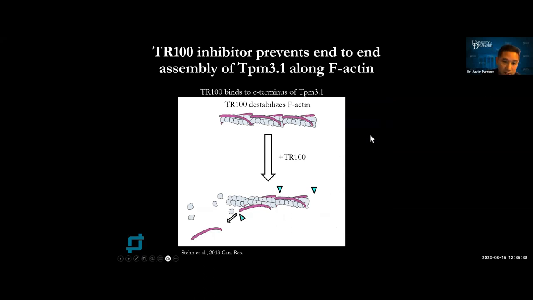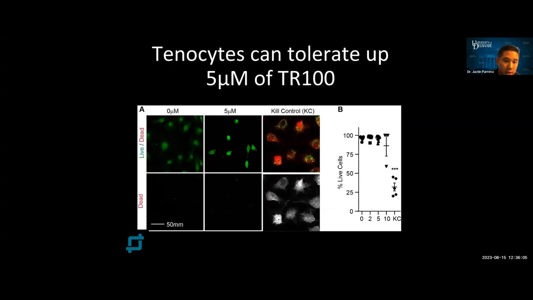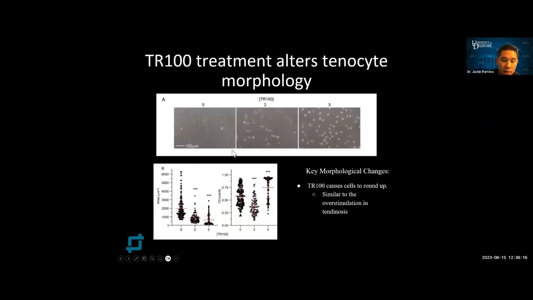So as I mentioned, there is a drug to inhibit tropomyosin. This is TR100, which binds to the C-terminus of tropomyosin 3.1. It prevents the assembly of tropomyosin 3.1 stabilized F-actin structures. So if you treat with TR100, those F-actin filaments that are stabilized by tropomyosin 3.1 will begin to depolymerize over time. We determined that concentrations of TR100 up to 5 micromolar are pretty good in keeping the cells alive. So we stuck to concentrations below 5 micromolar.